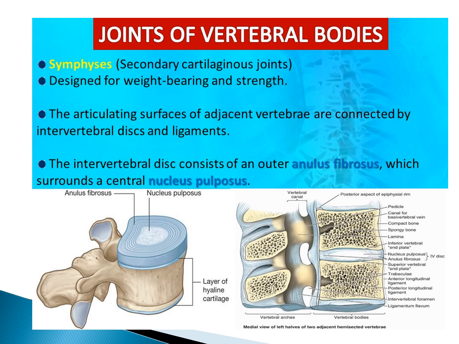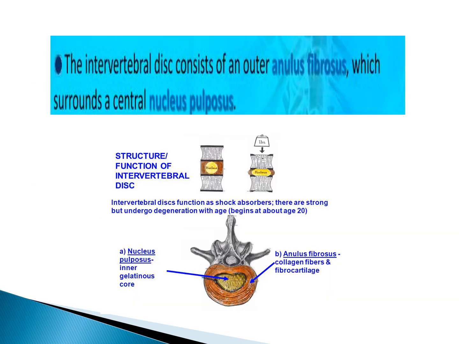So the joints of the vertebral bodies are symphysis or secondary cartilaginous joints designed for weight bearing and strength. The articular surfaces of the adjacent vertebrae are connected with intervertebral discs and ligaments. The intervertebral disc consists of an outer annulus fibrosus surrounding a central nucleus pulposus.